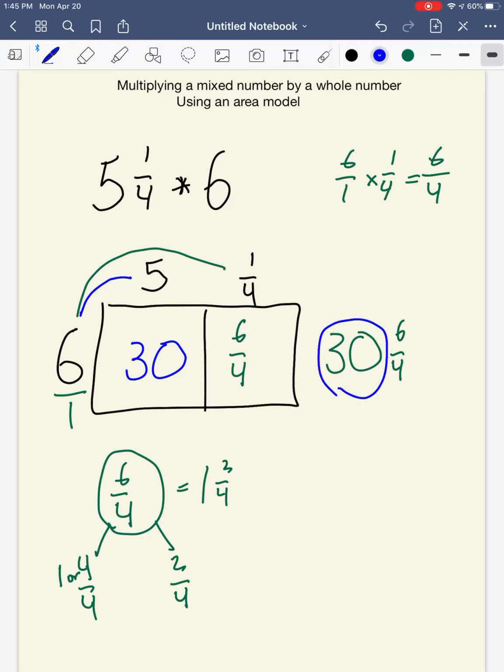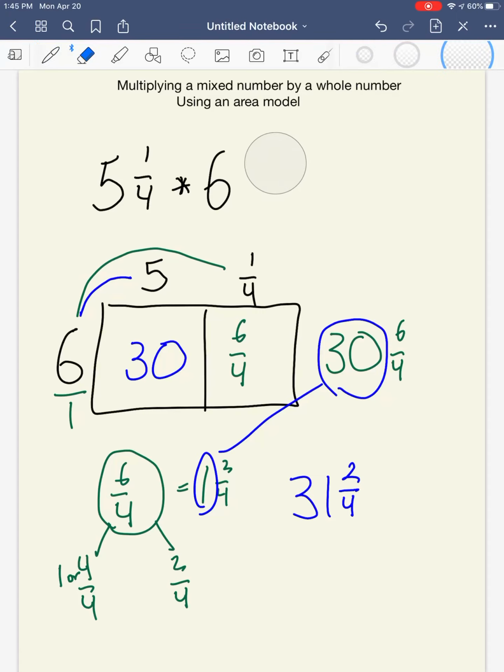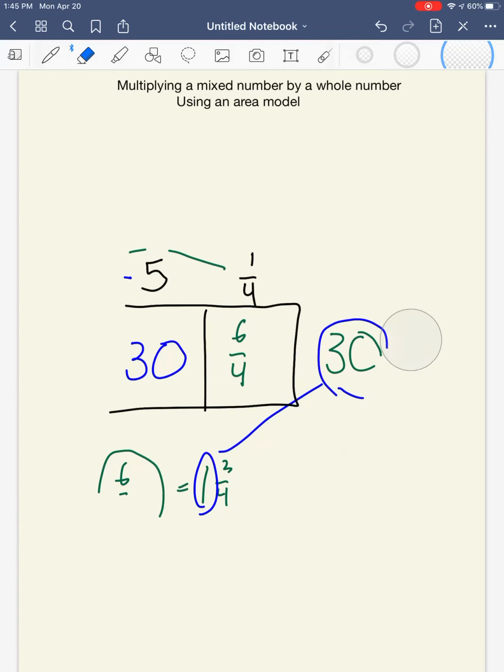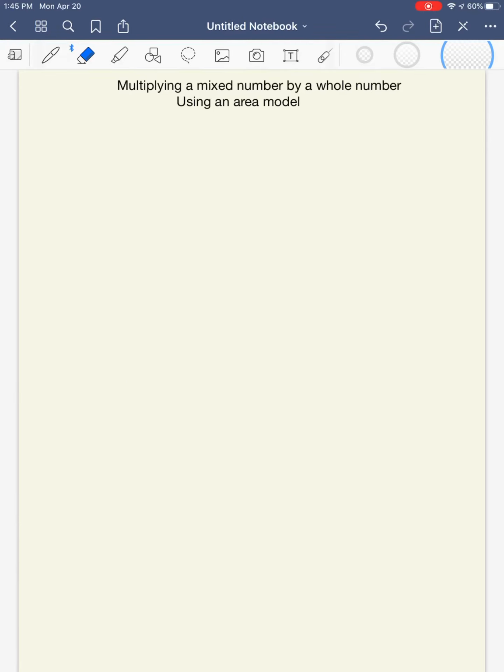So now take the wholes and add them together. So 30 and 1 make 31. And then what you're left with is 2/4. So you have 31 and 2/4. And there you go. So that is a way to multiply a whole number and a mixed number using an area model. Okay, so let's look at one more just to really reinforce this idea and how we can use it to accomplish what we need to.